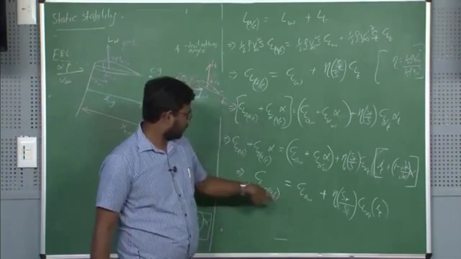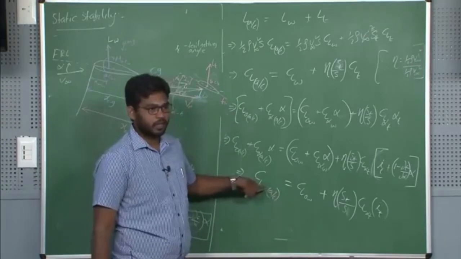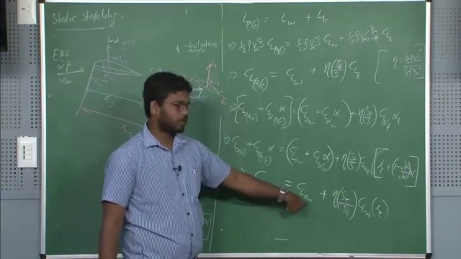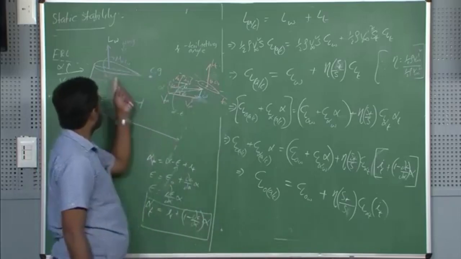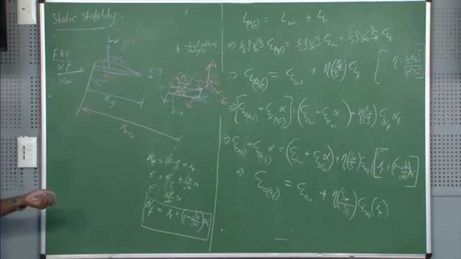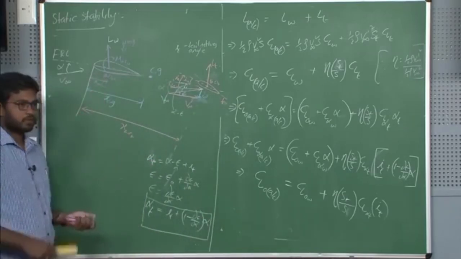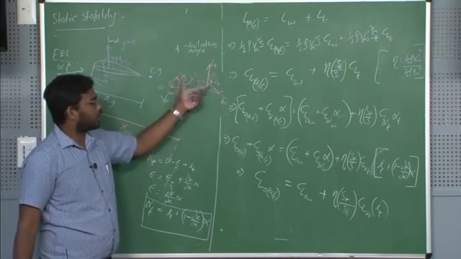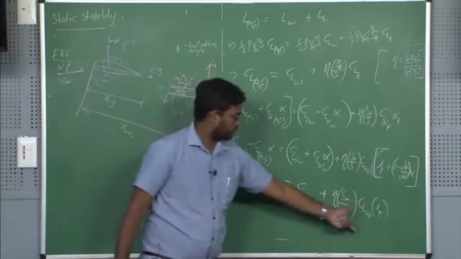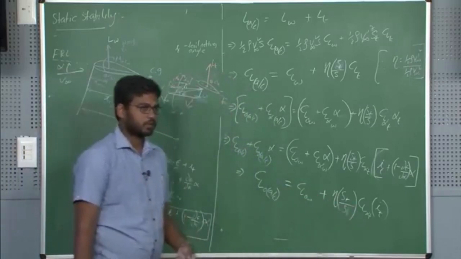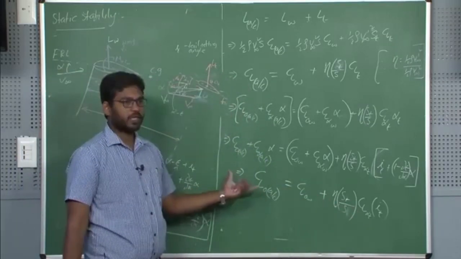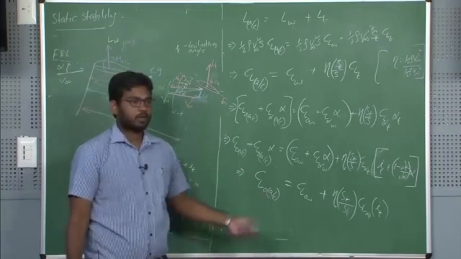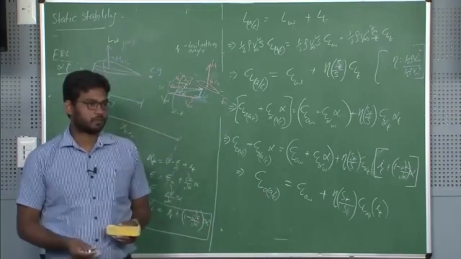So CL naught of the aircraft, that is lift at 0 angle of attack, is contributed because of the CL naught of the wing. Say if you also consider a symmetric aerofoil for the wing, in that case CL naught of the wing is 0. And when you do not consider any i_t, that means i_t is 0, for symmetric wing and symmetric tail, the CL naught of the aircraft is 0.